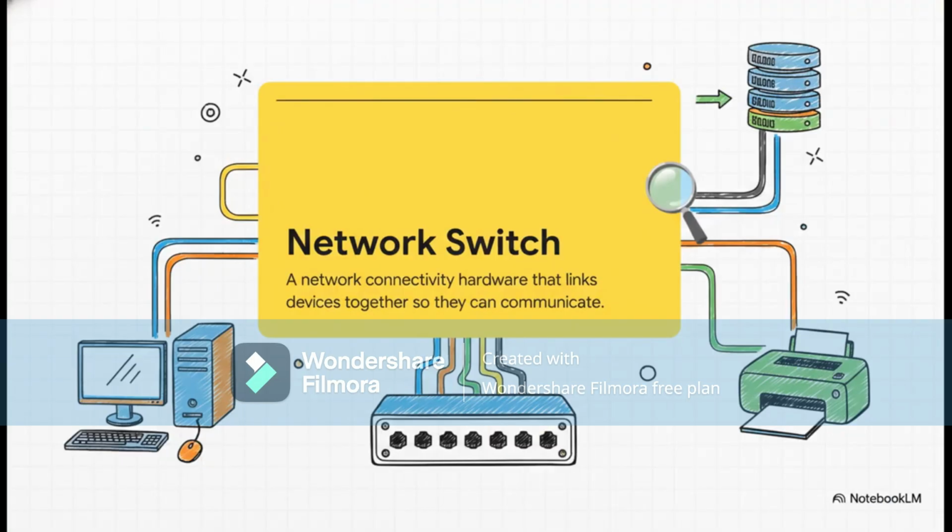Okay, this right here, this is your core definition, the one you'll want to have for your exams. A network switch is a physical piece of hardware, a box with a bunch of ports that you plug cables into, and its whole job, its entire reason for being, is to act as a central point that connects devices like computers, printers, and servers so they can all talk to each other.